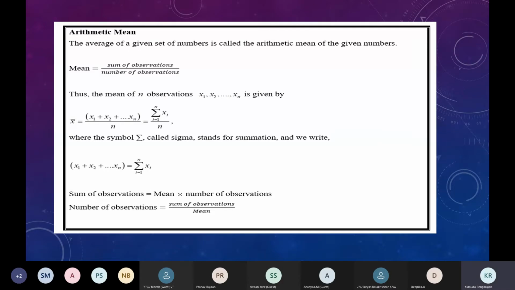Area of rectangle is equal to L into B. So L is equal to area by B, and B is equal to area by length.